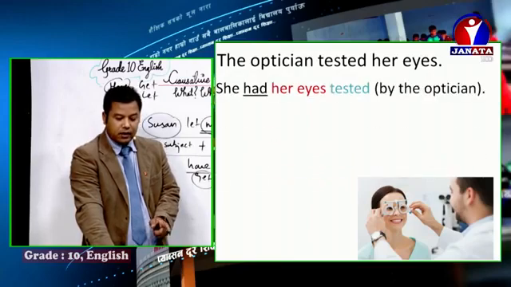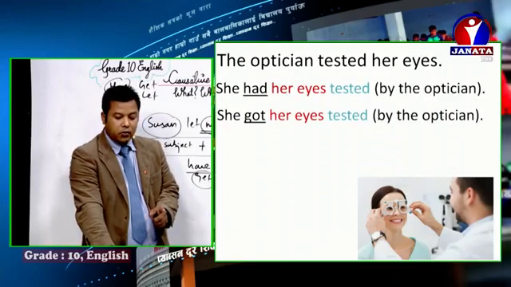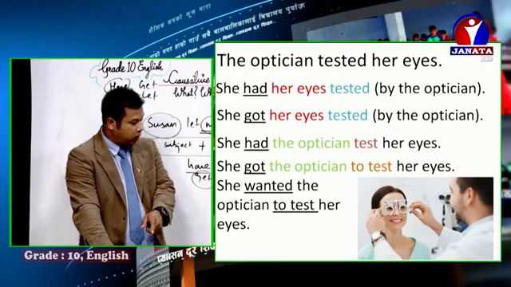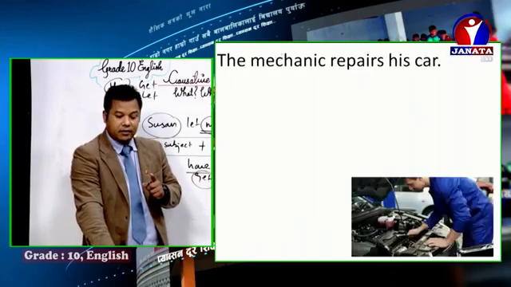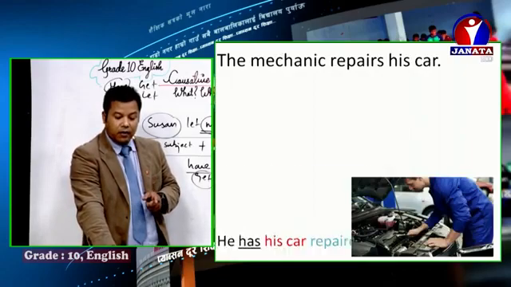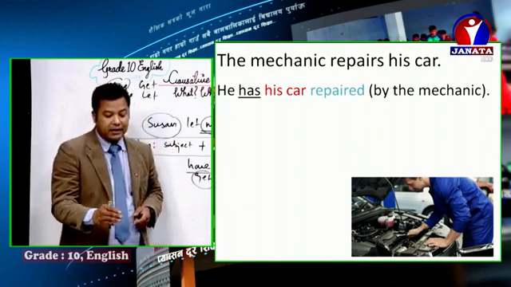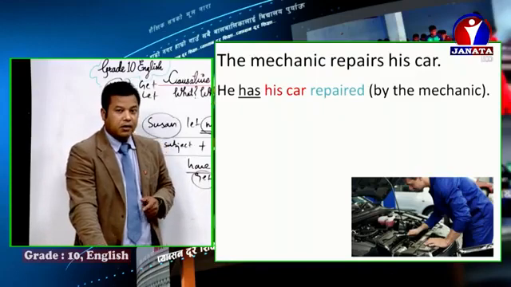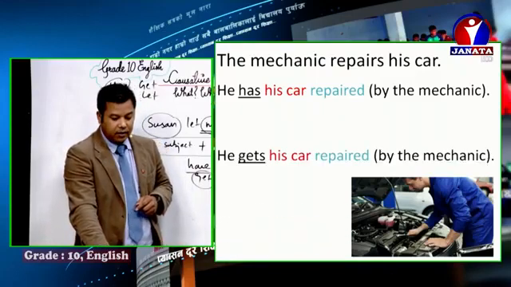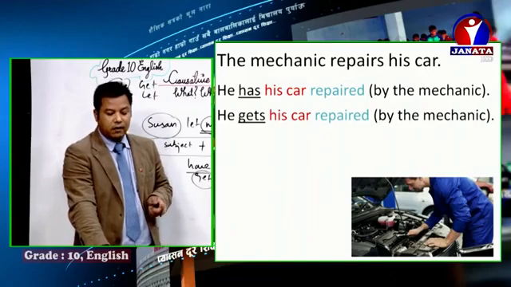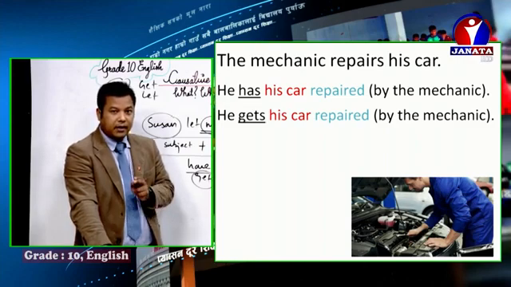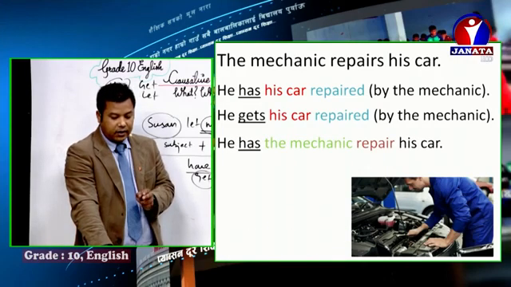Now how to work on the causative? Here are the examples, and no matter what, they do the same. I've put the example of want. I have told you it matches with the structure of get. So the mechanic repairs his car, and then he has his car repaired by the mechanic. The agent is not necessary because that is obvious again. It's a similar concept like I've taught you in voice in my first class. He gets his car repaired. No changes in the verb repaired because there is no agent mentioned, or the agent is kept at the end, hidden for us. He has the mechanic repair.